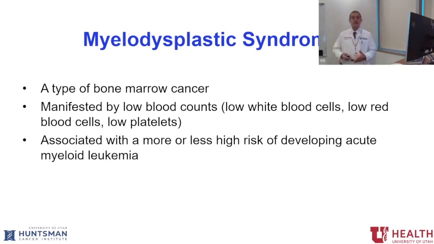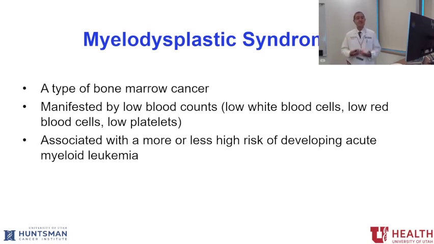And so that clone is not very efficient at producing normal blood cells, and it prevents the normal bone marrow from functioning, and therefore the normal numbers fall. So myelodysplastic syndrome is manifested by mainly low blood numbers. You could have low red blood cells, like anemia, low white blood cells, low platelets, or any combination of these low numbers. That's the main manifestation of myelodysplastic syndromes.